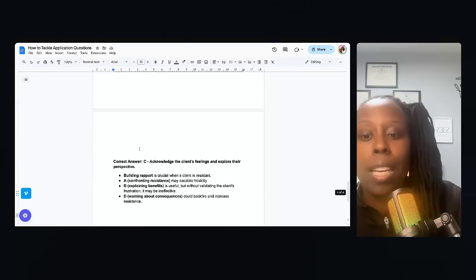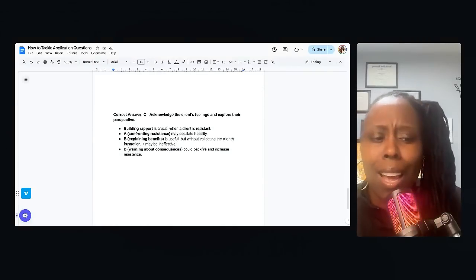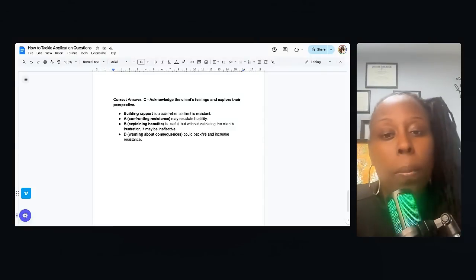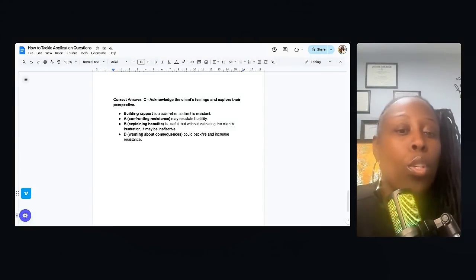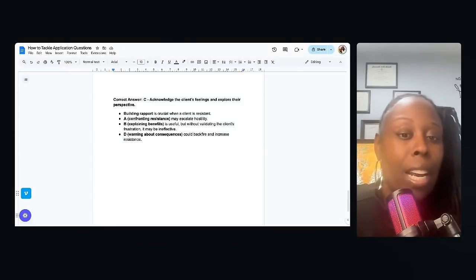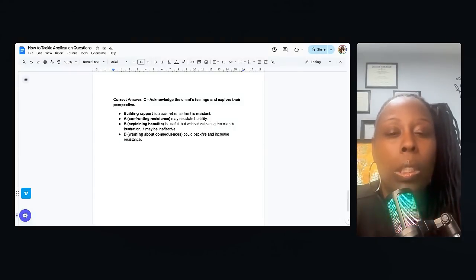So let's see. The correct answer is C. You would acknowledge the client's feelings and explore their perspective. Building rapport is crucial when you're dealing with client resistance. And if you did A, you'd be confronting that resistance, which may make the client a little hostile. It might make them a little upset.